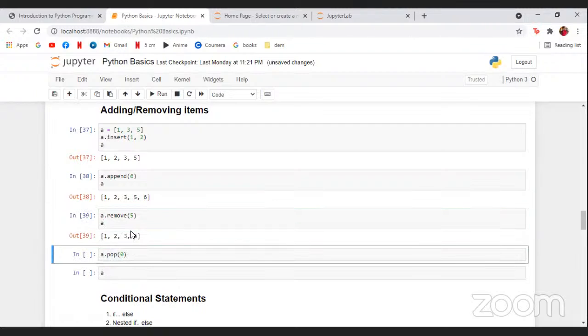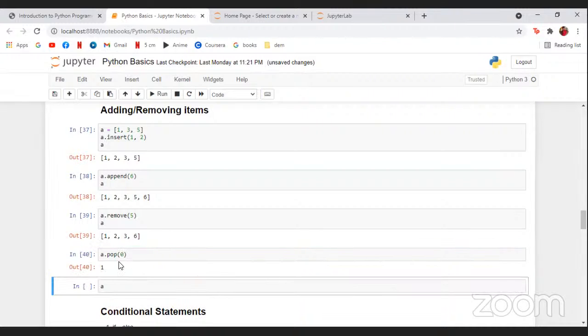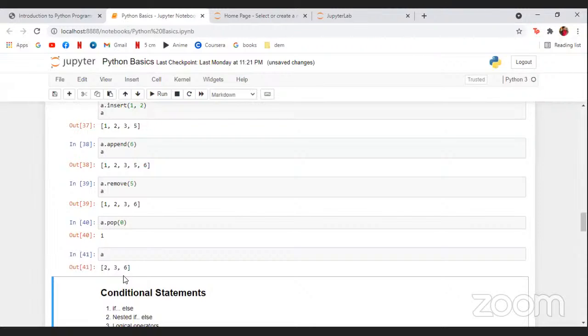So if I remove 5 and print the list, I get 1, 2, 3, and 6. So it's removed 5. But if I pop, if I put 0 here, that means first element. So if I pop 0, I get the first element. And if I print A over here, it's also removed the first element. So if you want to remove an element while still knowing what that element is, you will use pop. But if you want to remove that element and don't care about what that element is, then you'd use remove.